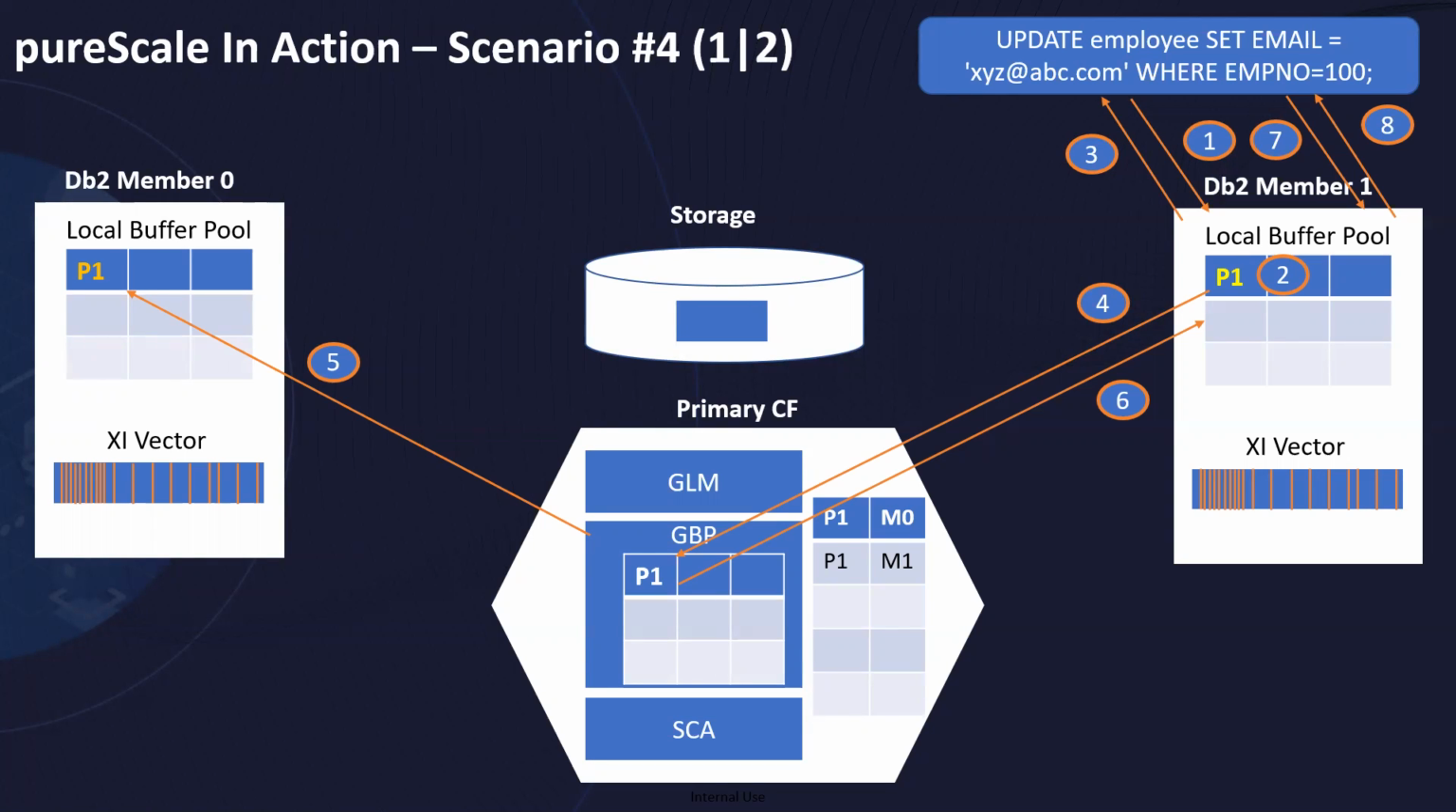That is an expensive operation because before GBP confirms that member 1 can make the change to the page, it has to get the confirmation from member 0. So the acknowledgement plays a critical role that will impact your performance. We're going to talk about how you eliminate those performance impactful operations.